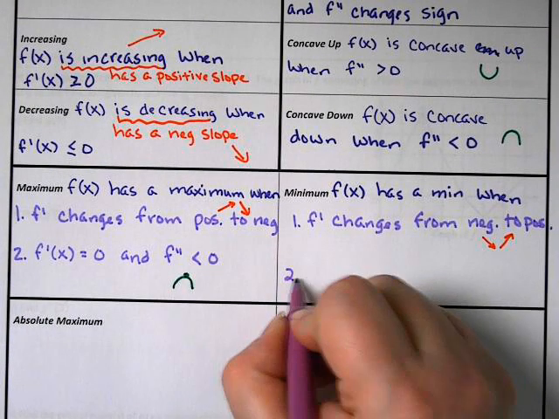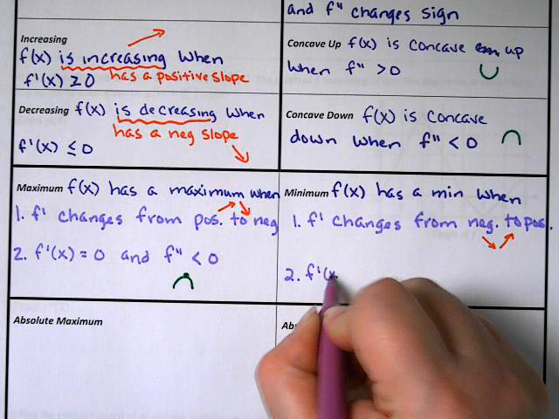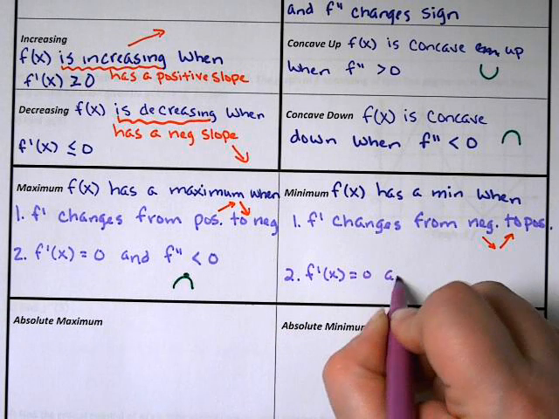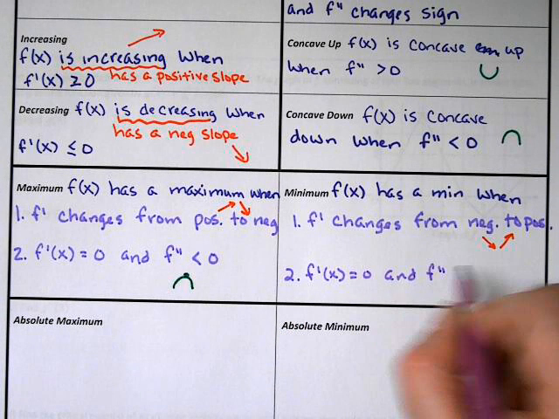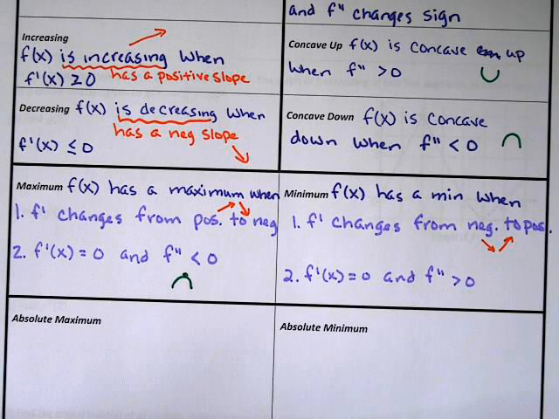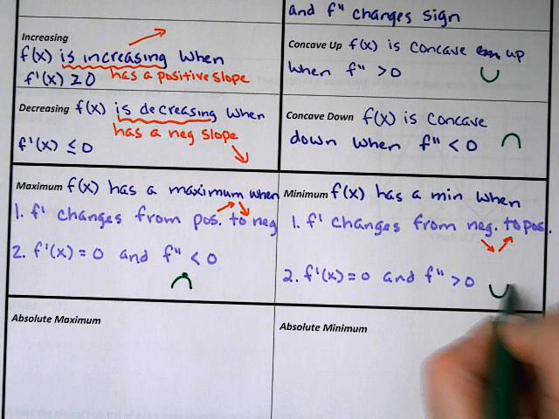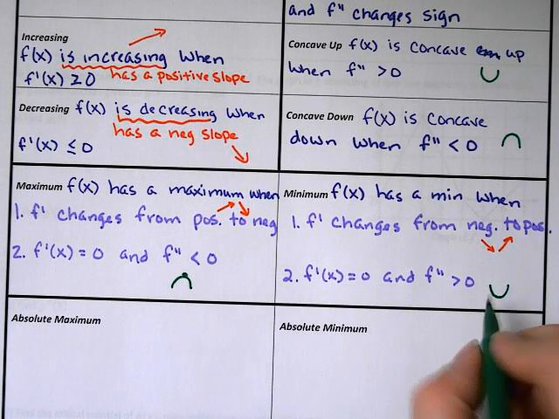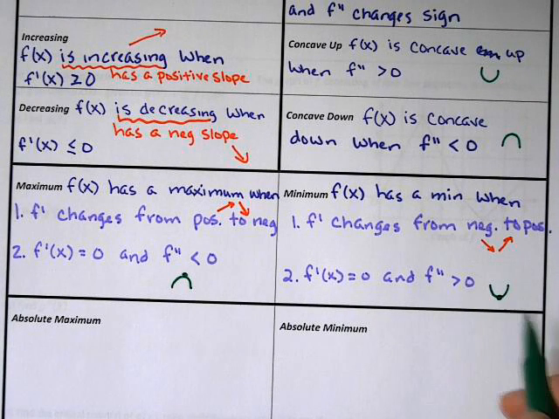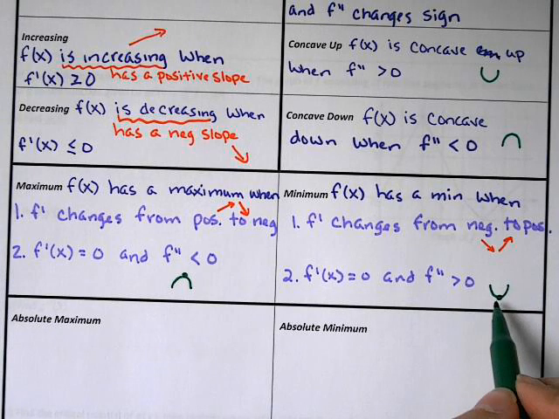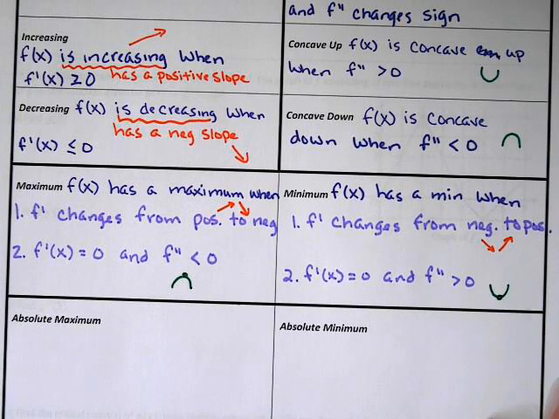Or we could look at the first derivative equals 0, and the second derivative, f double prime, is greater than 0. If the second derivative is greater than 0, our function is concave up. And then since the first derivative is 0, we're looking at that horizontal tangent. So again, we're down at the bottom now. We have a minimum value.